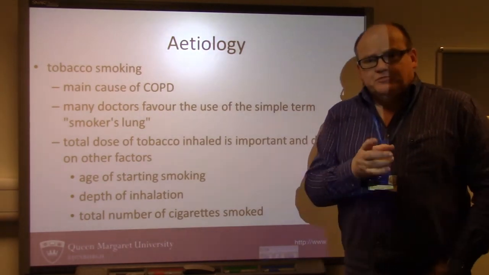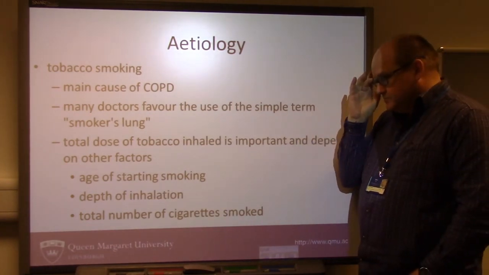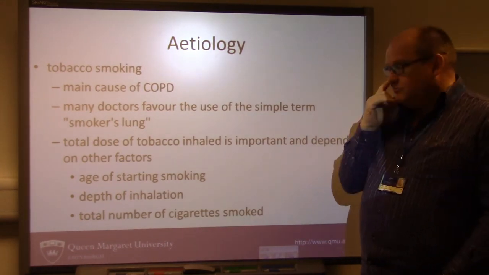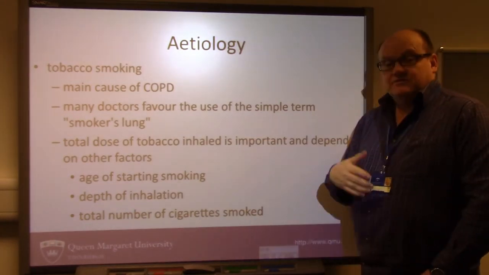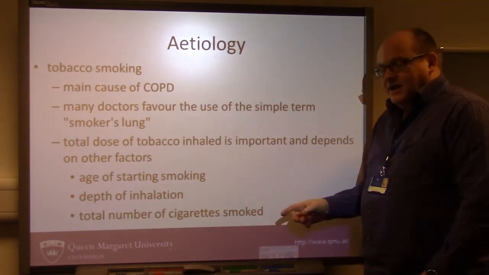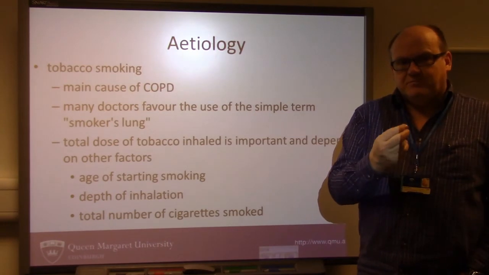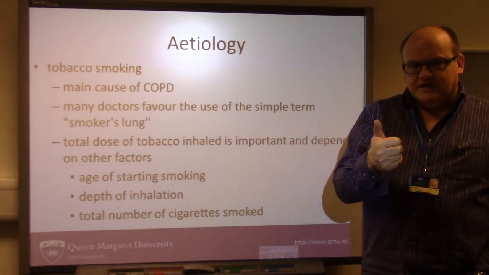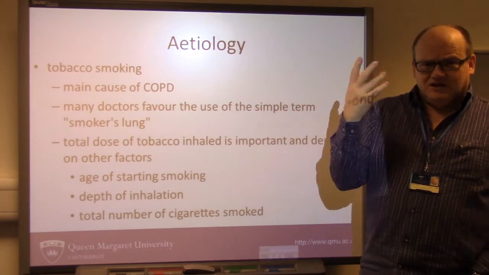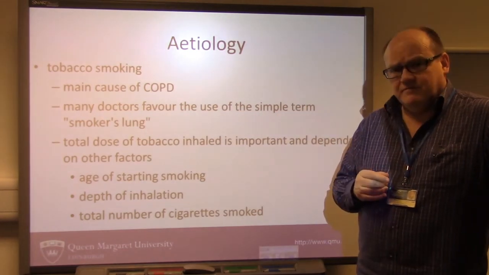The main cause of COPD is tobacco smoking. That's why it used to be referred to by the simple term, smoker's lung. It's the total dose of tobacco inhaled that's important. So there are a number of factors. When did they start smoking? Are they still smoking, or have they stopped? So the number of years, the depth of inhalation, and the number of cigarettes smoked per day. That allows them to calculate a figure known as cigarette pack years. How many you smoked in a day, on average, multiplied by 365, multiplied by the number of years. And that gives you a total number. And that seems to relate very, very closely with the level of COPD.